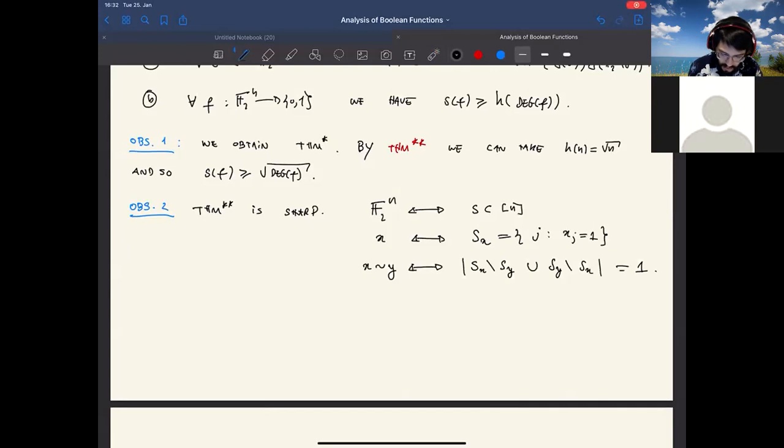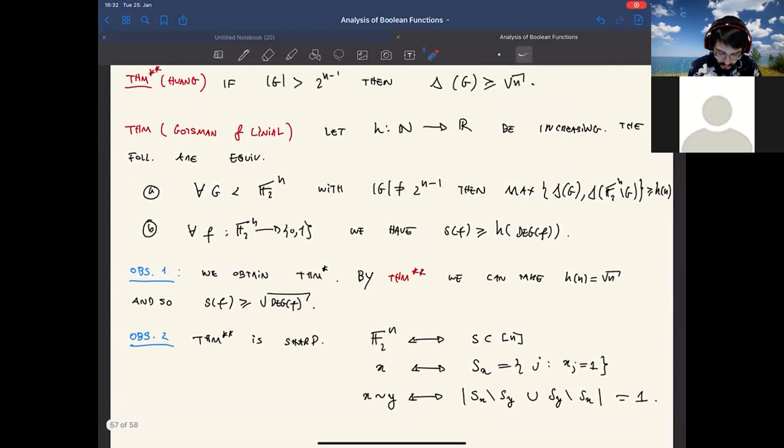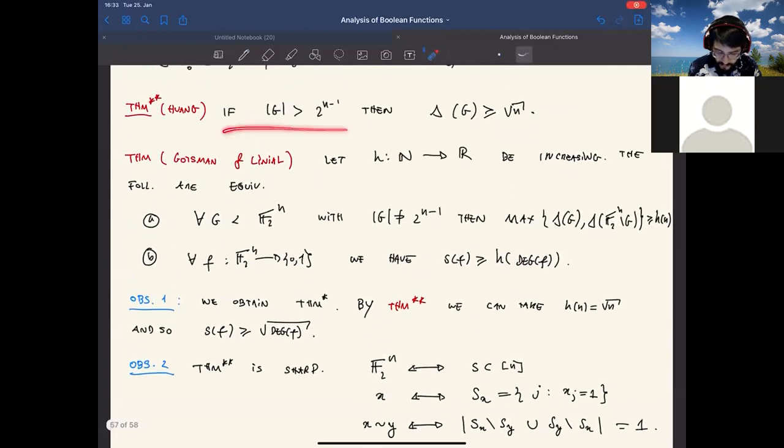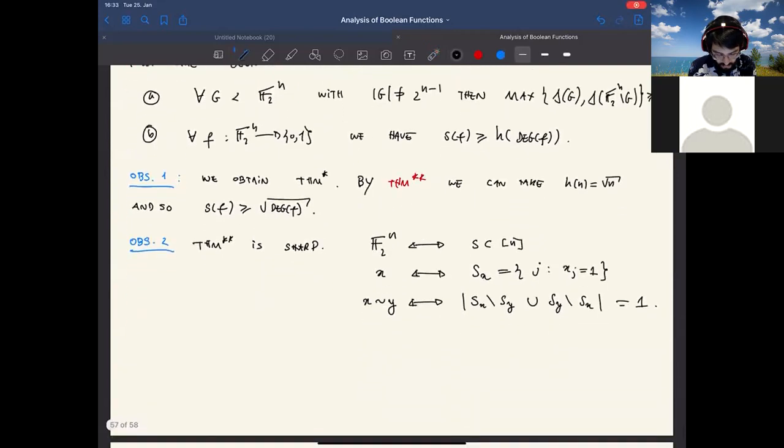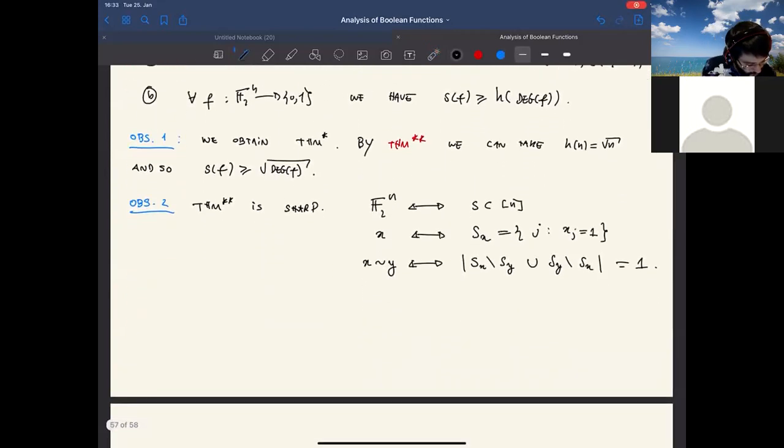Okay, so if I want to show that this is sharp, what I have to do is construct a graph of size 2^(n-1) plus 1 that has degree less or equal than square root of n plus 1. So that would show that this lower bound is sharp. It's the best you can possibly do. Okay, so how can we do that?